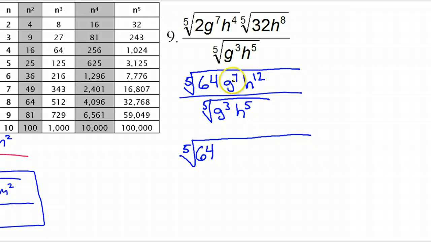But when I divide g to the 7th by g to the 3rd, I'm going to get g to the 4th power because of the way you subtract 7 minus 3. Or you can think of it as canceling out. In the same way, I'm going to have h to the 7th power, because 12 minus 5 is 7. So I have this.